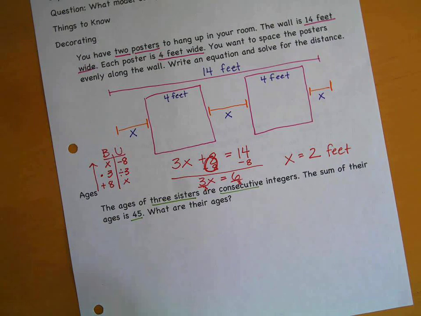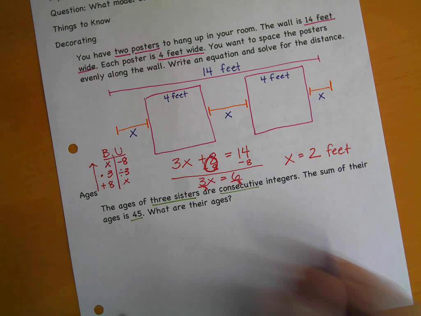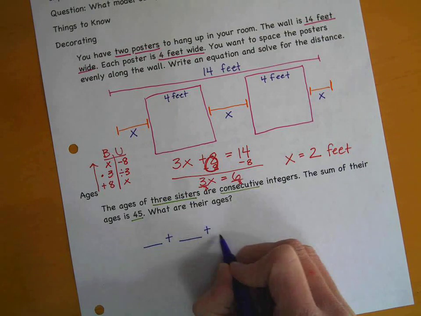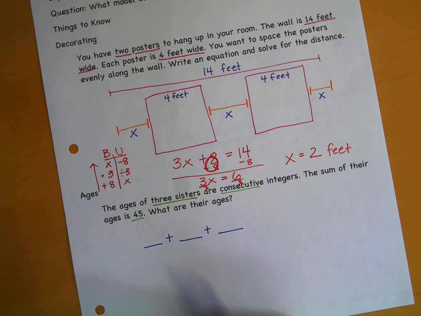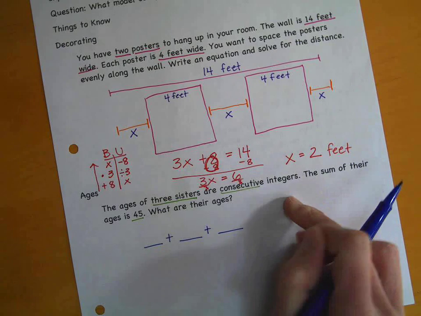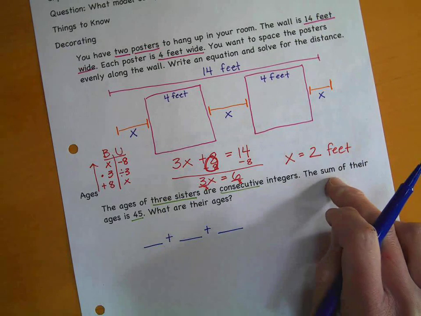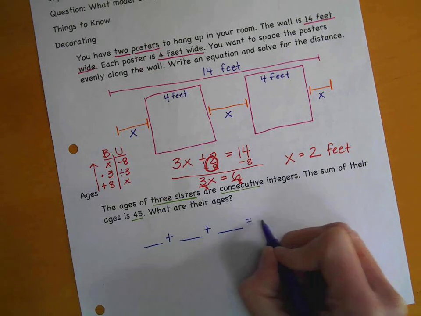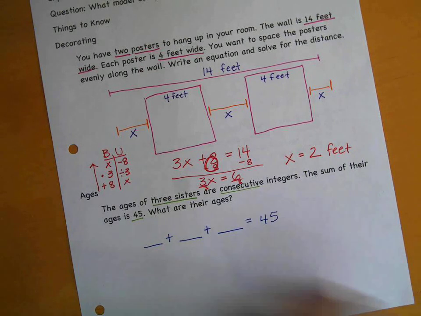What are their ages? Okay, so now we're going to write a math sentence frame to help us. How many sisters are there? 1 plus the other one plus the other one, because there's 3 sisters. So blank plus blank plus blank. Consecutive means they're one right after the other. The sum, that's why we put plus, of their ages is, so it's equal to 45. What are their ages? Okay, well that's getting easier because we know that there are 3 sisters.